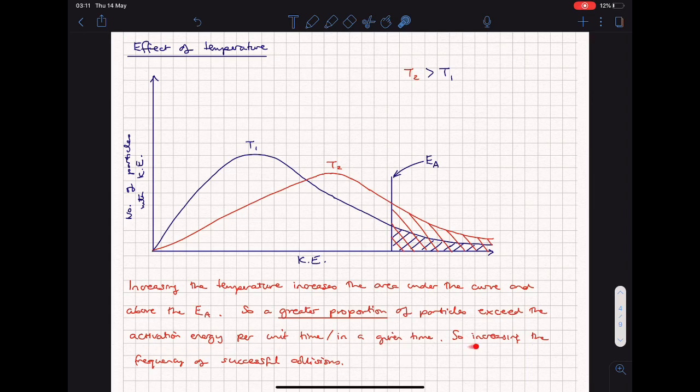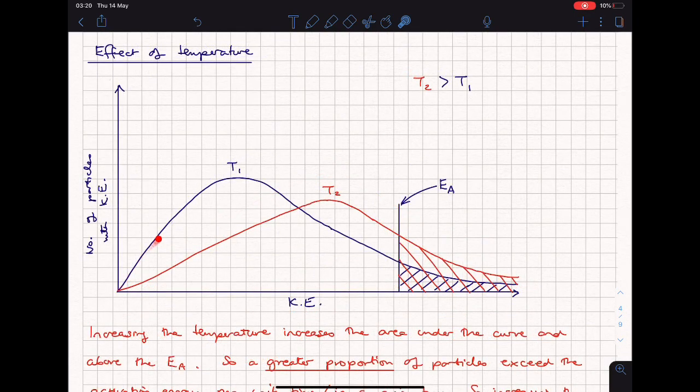So what happens with a greater proportion of particles exceeding the activation energy in a given time? Well, we get an increase in the frequency of successful collisions, those collisions that lead to a reaction. So what will happen if I lower the temperature compared to that of T1? Well, hopefully you would know that the peak of the curve would be towards lower energy on the scale of energy. And in order to keep the total area the same as before, because the total area is the total number of particles of the gas or of the substance, and that can't be changed by changing the temperature, the peak would be taller.